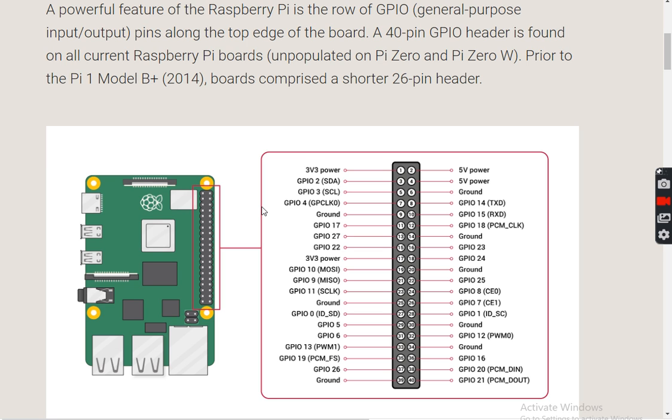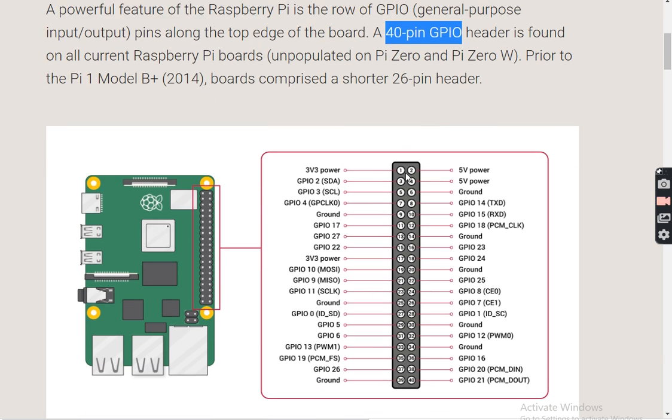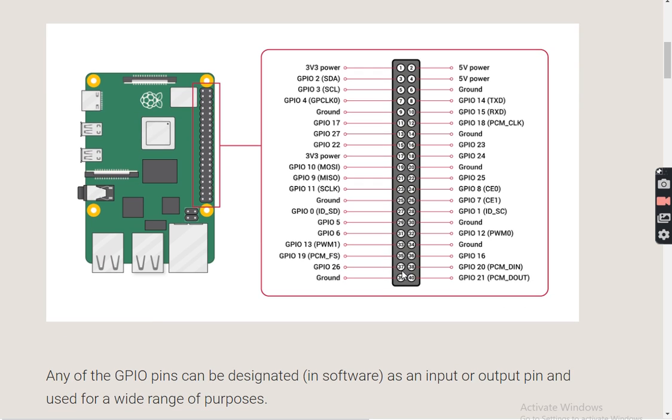GPIO, what I told, GPIO is general purpose input output. Fine. So there are almost 40 pin GPIO available for this particular Raspberry Pi. You can see this, 1 till 40. So the count will be like this: 1, 2, 3, 4, 5, 6, like this we have to count. There are 40 pins for Raspberry Pi. Previously it was only 26 pin, but after model B plus it became 40 pin GPIO, right?